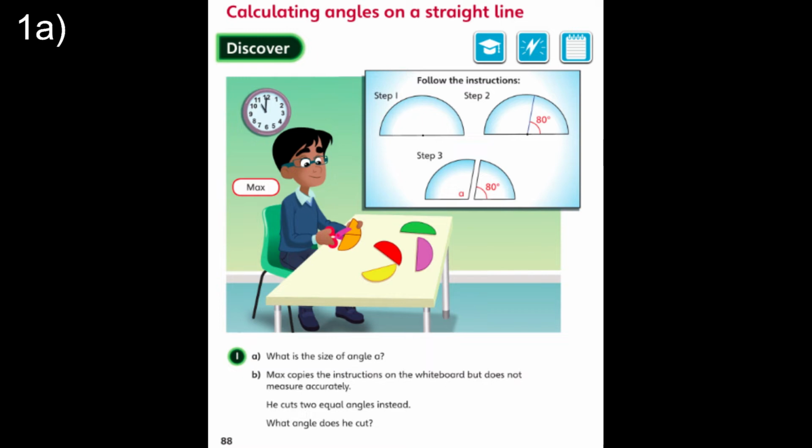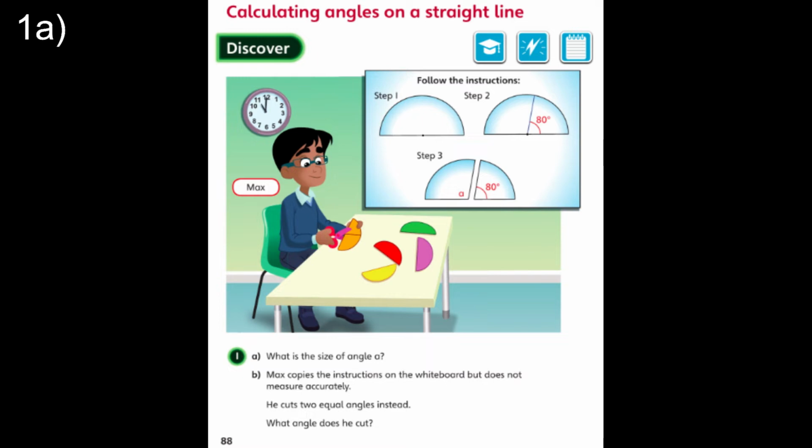On the board, there are some instructions for him. It says step 1, well, it doesn't say anything, I'm just going by the picture. Well, step 1, he just starts with a piece of paper. Alright, step 2, he needs to measure out an 80 degree turn. And then step 3, he's supposed to cut off that 80 degree turn. And then that angle that's left is labeled A. Let's see what question 1A asks us to do.